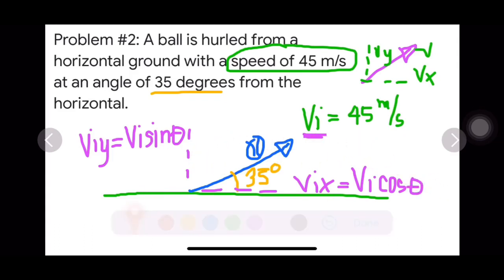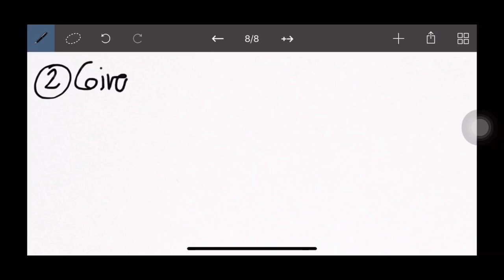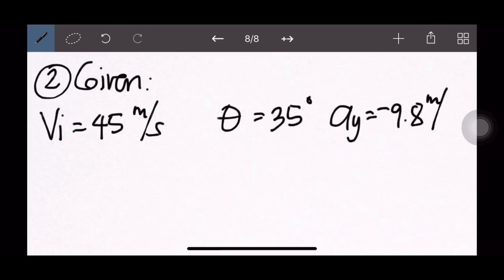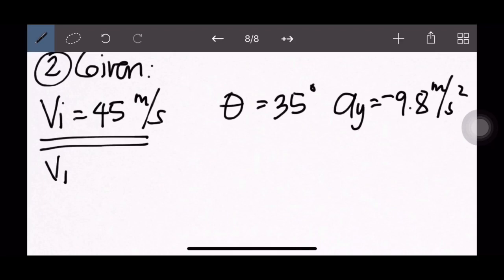So same with what is happening here in our problem. The second given here, which is not stated in the problem but you know in your heart, is the acceleration due to gravity, that's negative 9.8 meters per second squared. So given, we have the initial velocity, which is 45 meters per second, the theta, that is 35 degrees, and the acceleration due to gravity, negative 9.8 meters per second squared. So that we can easily have an idea as to the breakdown of the initial velocities, we have VIX and then VIY. We'll just simply put that here in our given.